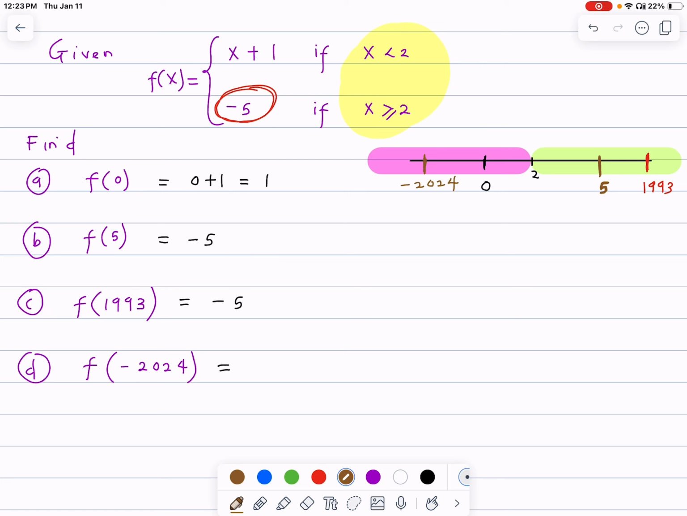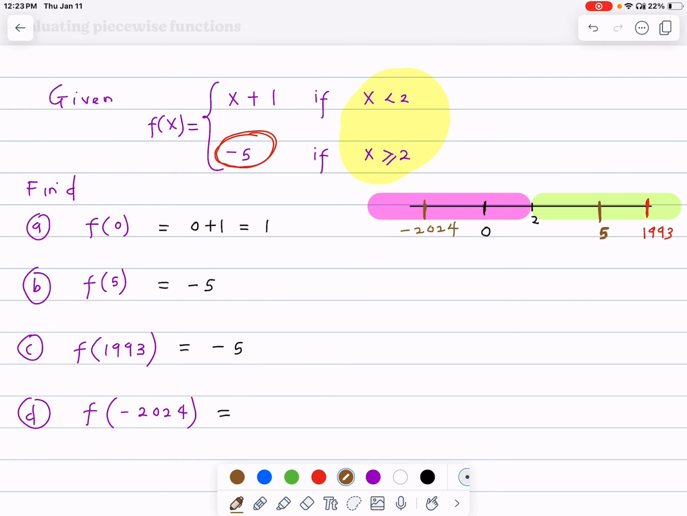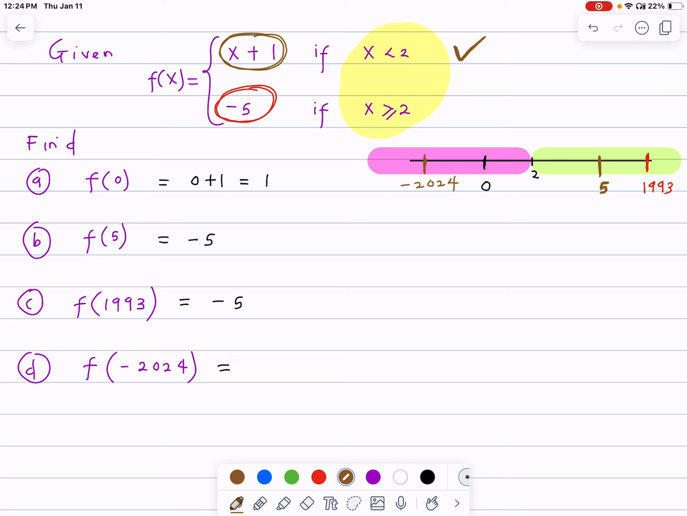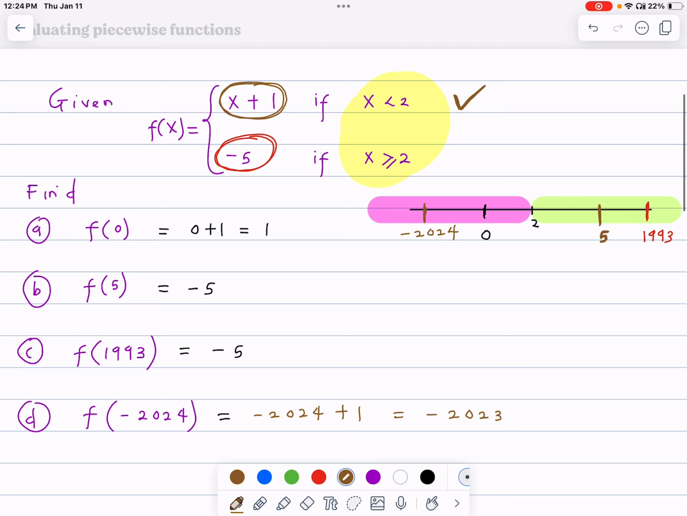So what part of the function will I use? Because -2024 is strictly less than 2, it satisfies the first condition, the first part of the function. So I'm going to use this part to find f of -2024. Anywhere I see x, I'll just plug in -2024. So I have -2024 plus 1, and that will just be -2023. And that's how you evaluate a piecewise function.